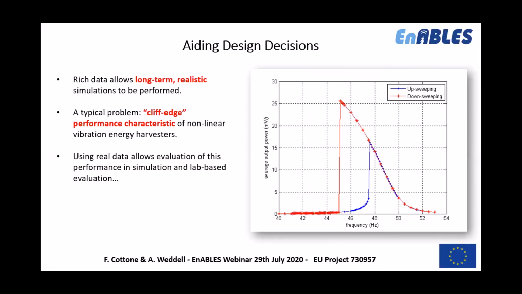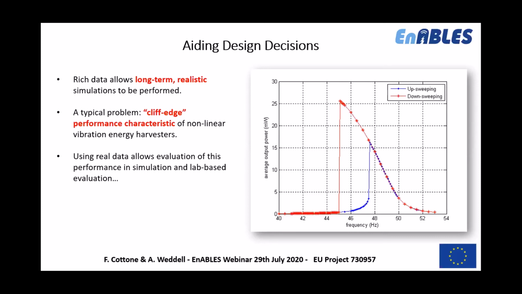What can we use that for? We can use it to help us with design decisions, to decide what type of harvester would be most appropriate. On the right hand side, we have a characteristic from a vibrational energy harvester that was produced at Southampton a few years ago. It exhibits soft non-linearity, and you can see on the blue line, when the vibration input is sweeping upwards in frequency, we get a very low power output from the harvester until about 47.5 Hertz. And then we jump up to giving a decent level of power output.